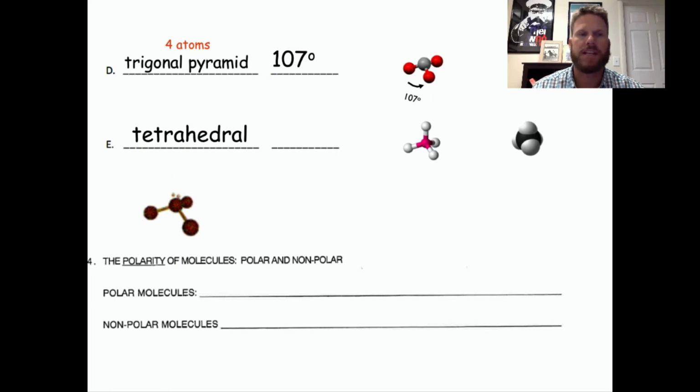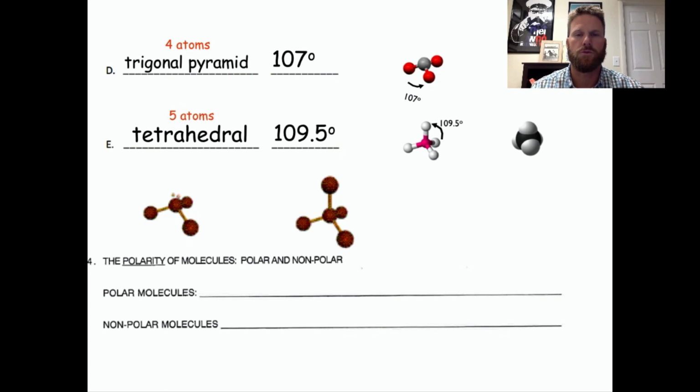The last shape is called a tetrahedral. Tetrahedrals involve five atoms bonding together, and there are 109.5 degree bond angles between these atoms.